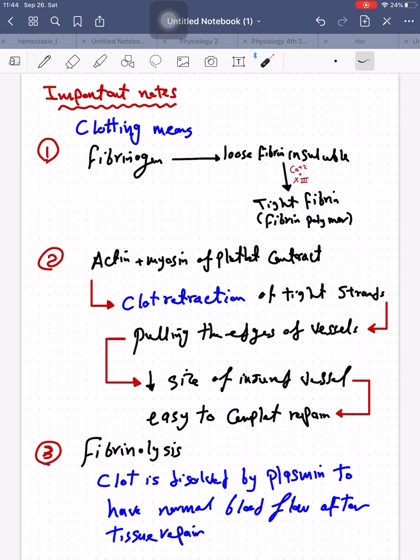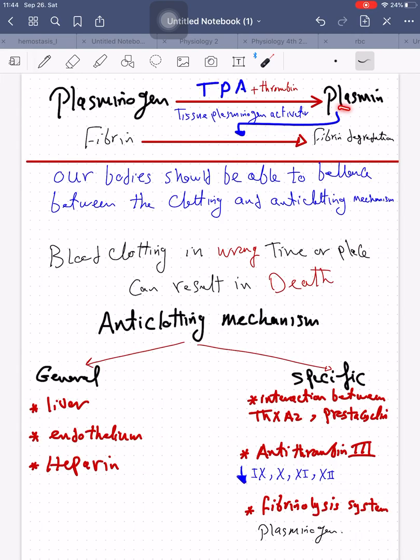So here what do I do? The clot is dissolved by plasmin. We have a specific protein called plasmin. That plasmin will convert the tight fibrin into fibrin degradation products. So I break down the clot. But that plasmin is the active form of a specific protein called plasminogen.